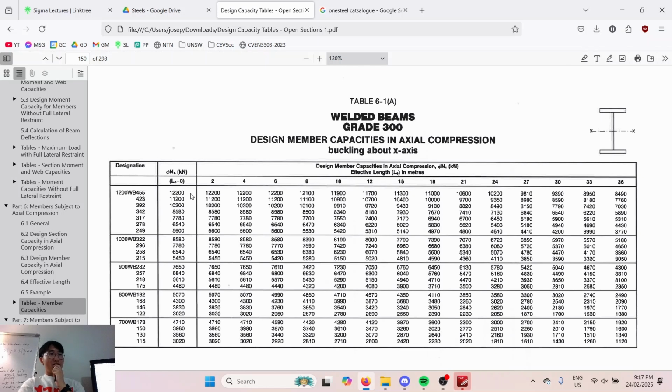So this is buckling about the x-axis. There are similar ones for the y-axis, and similar ones for not welded beams, but universal beams and universal columns. So just look at that part of the chapters. But anyway, I'm going to stop.